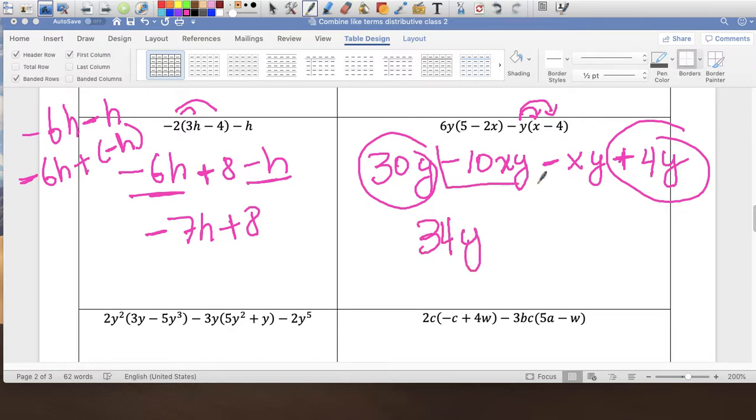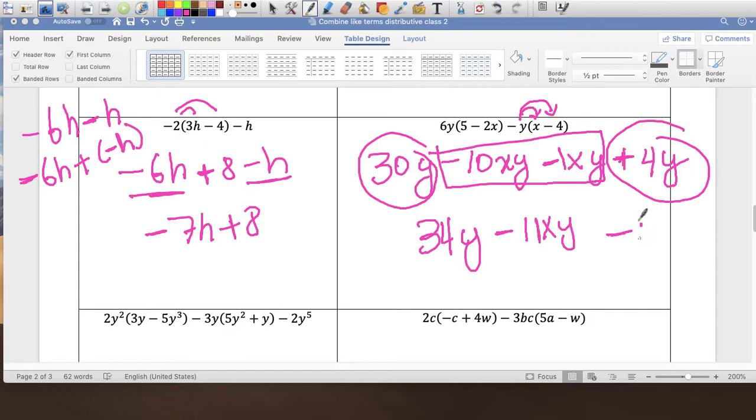Two middle terms here. Again, they're alike because they're both xy and they're exactly the same. So just put a 1 in there. Negative 10xy minus 1xy is the same thing as saying negative 10xy plus negative 1xy. So we're adding, right? So it's going to give me negative 11xy.